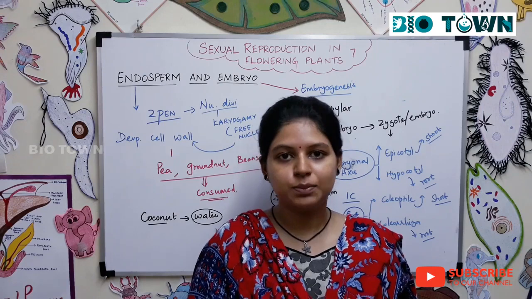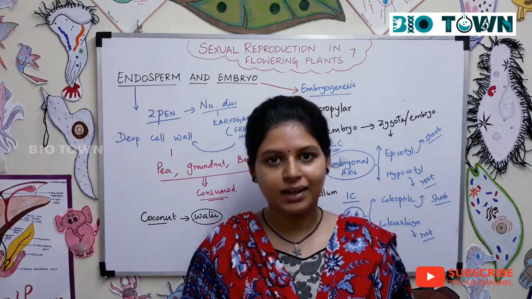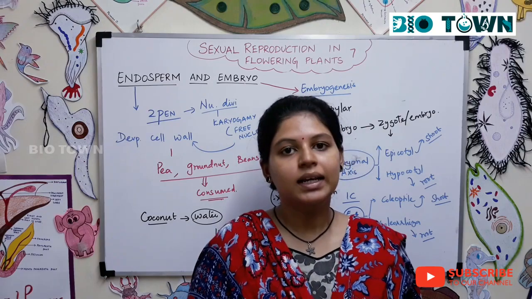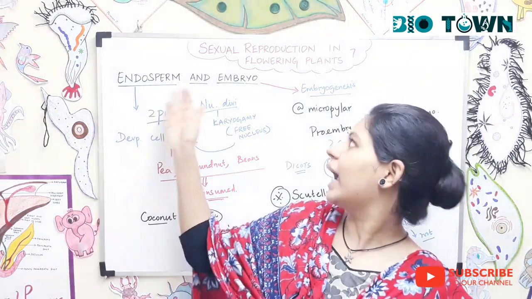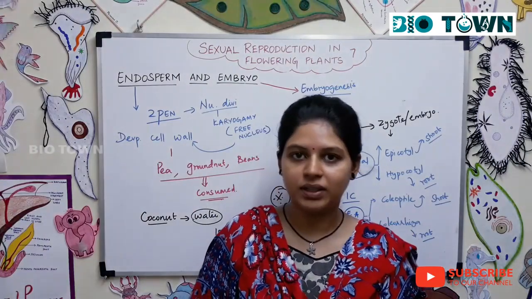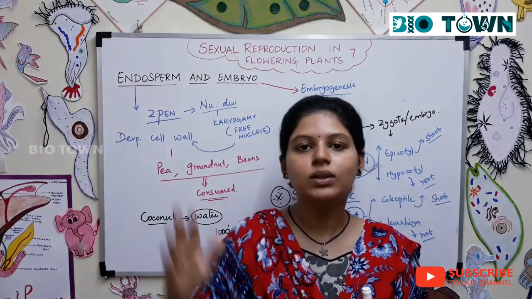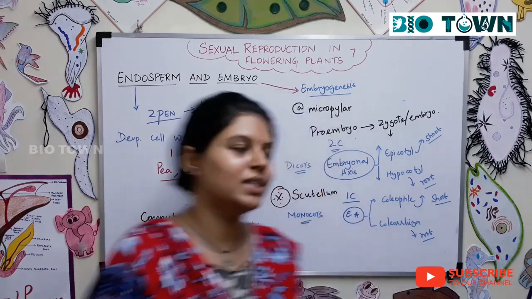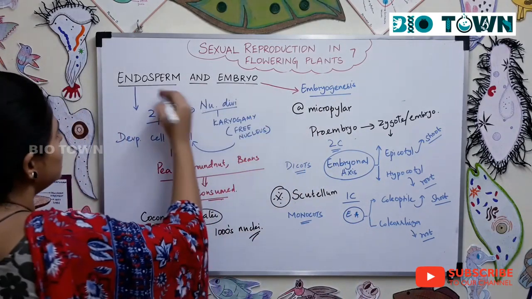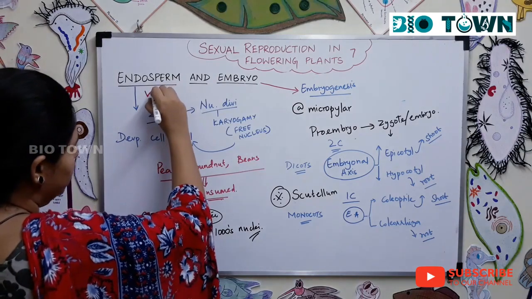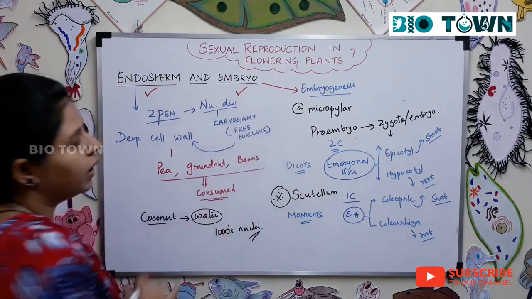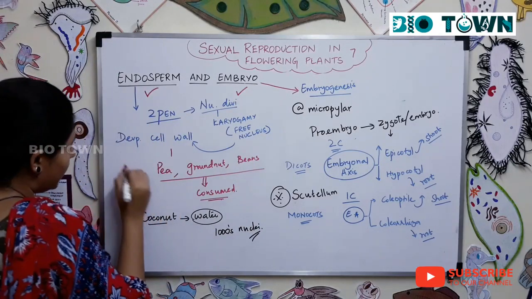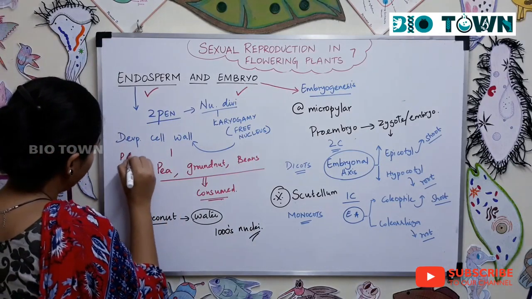Friends, last class we spoke about pollen pistil interaction and what happens during the process of double fertilization. In today's class, we are going to talk about endosperm and embryo formation, how the embryo and the zygote are formed after fertilization. First we'll talk about endosperm, and then we'll talk about the embryo.